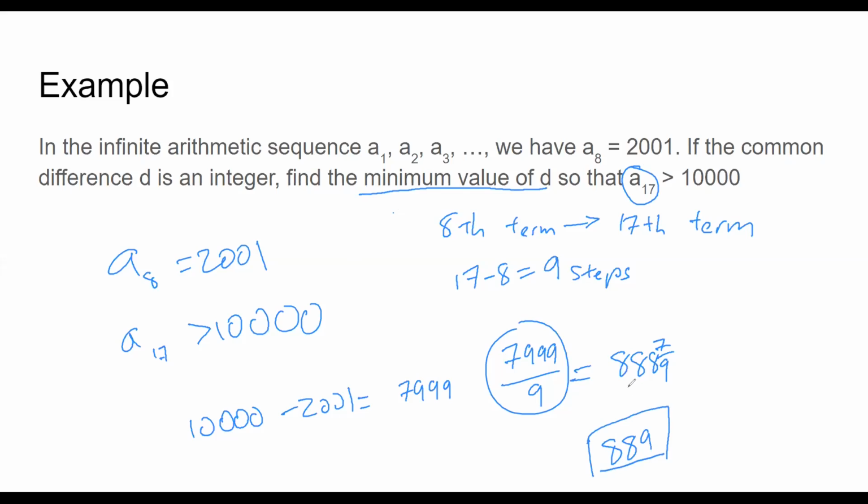Because 888 would be less than this, so we wouldn't reach 10,000, but 889 is more than our answer here, so then the 17th term will be more than 10,000.